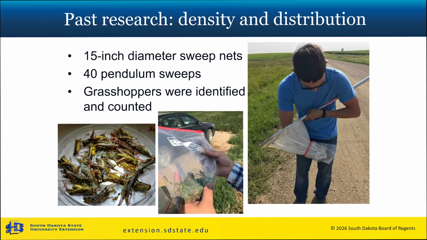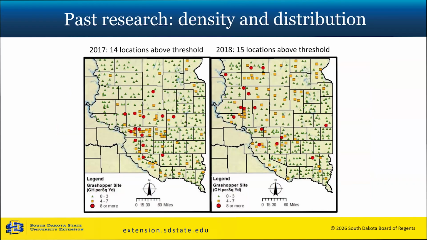So we have done some past research on grasshoppers using the sweep nets and 4D pendulum swings. The whole point of this project that we did, I believe in 17 and 18, was just to look at the species composition and the distribution of grasshoppers. And I like to show this map because it took us a lot of work to do, but also if you see the dark red circles, that's threshold. That's 8 or more grasshoppers using that sweep net.